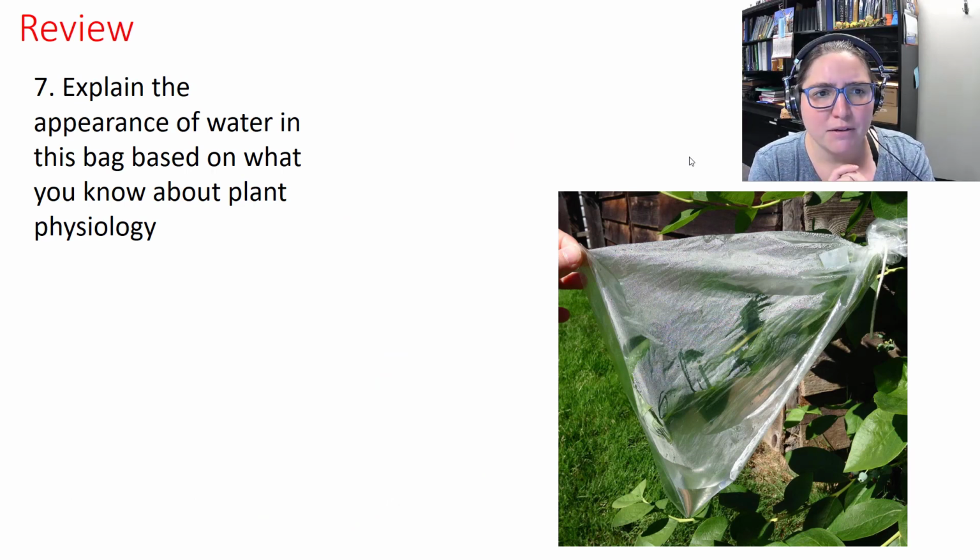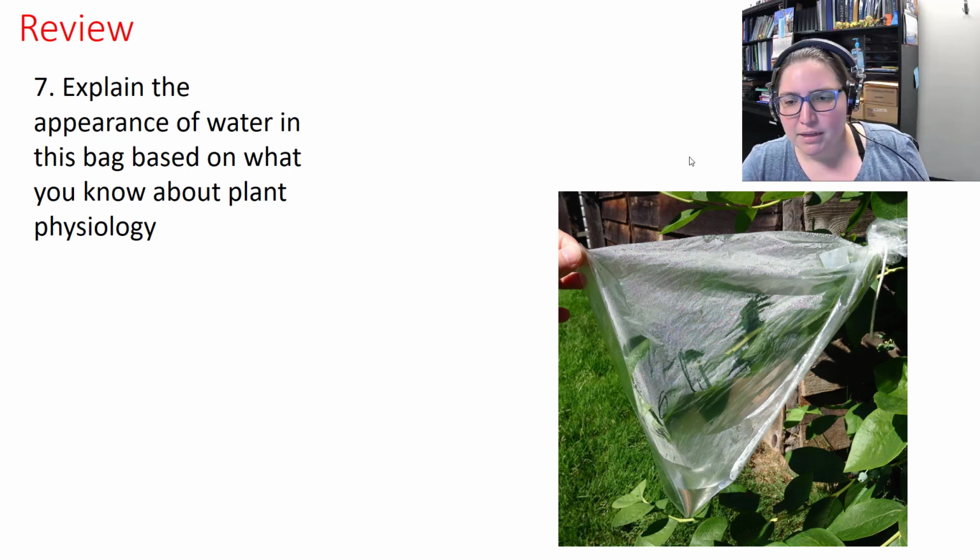Number 7, explain the appearance of water in this bag based on what you know about plant physiology. This is supposed to be like a survival technique. So I guess if you're ever stranded somewhere and don't have any water but happen to have a plastic bag and plants available and a string to tie the bag off, you can tie it off and get water in the bag, potentially, depending on the environmental conditions. But I guess if you're stuck, you can try it. So there's water in that bag because transpiration from the plant's body surfaces has pulled water out of the plant. So there you go.